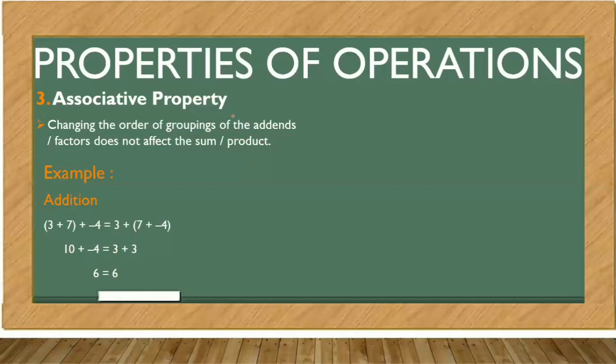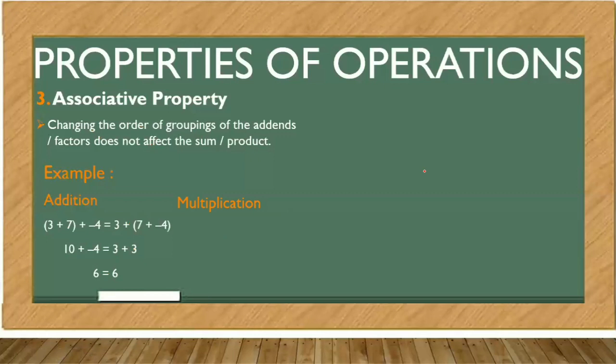Kahit pinag-iba natin yung ating order of groupings natin. Una, nandito yung ating parenthesis na kay 3 plus 7. Sa pangalawa, same equation pa din pero na kay 7 plus negative 4 naman ang ating parenthesis. That is associative property. Hindi pa rin nababago yung ating sagot kahit pag-ibahin natin yung ating order of groupings. Alright? So that is associative property.